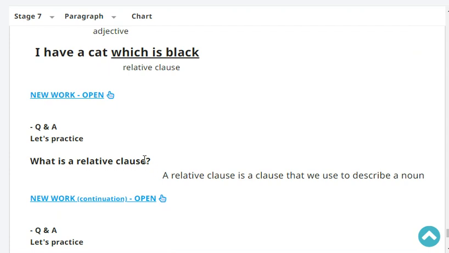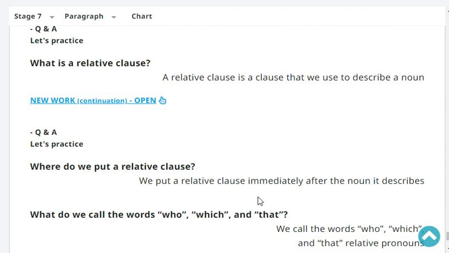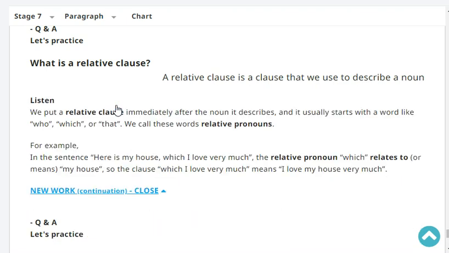What is a relative clause? A relative clause is a clause that we use to describe a noun. Very good. Okay, that's the end of our revision. Let's continue this new work. Very good.